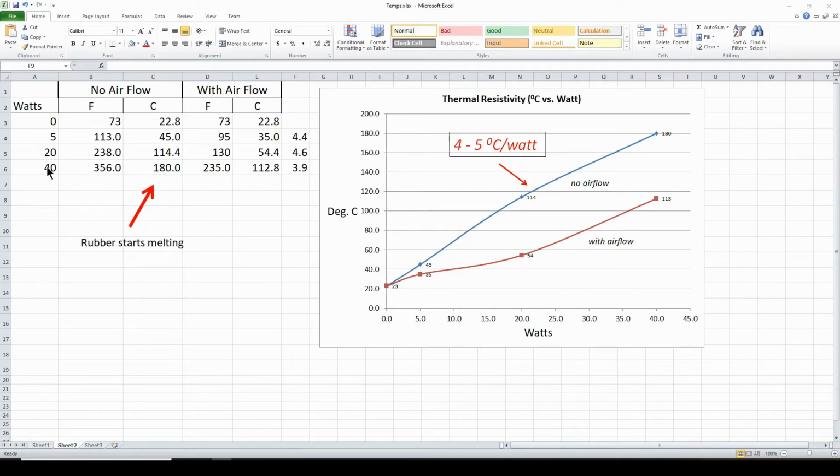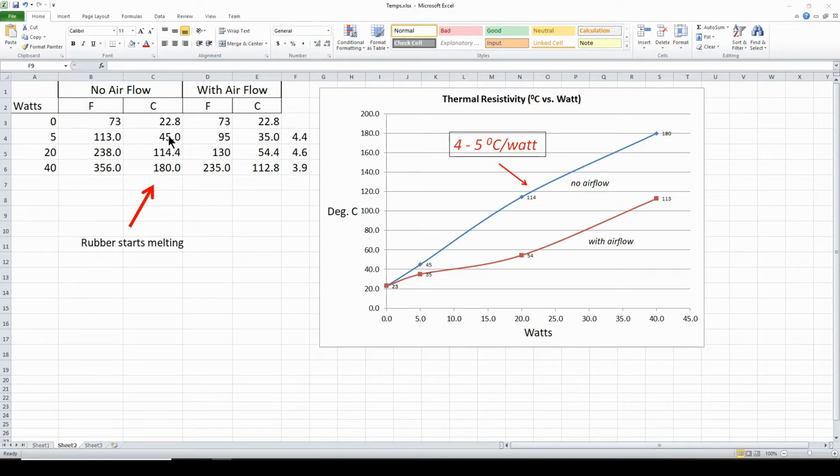And then I go up to 40 watts. Again, this is a 100-watt resistor. You can see I'm up to 180 degrees C with no airflow and 112 with airflow. So if you think about it, there should be a relationship between watts and temperature, right? If you increase the watts, you should increase the temperature, and hopefully that's kind of a linear thing.